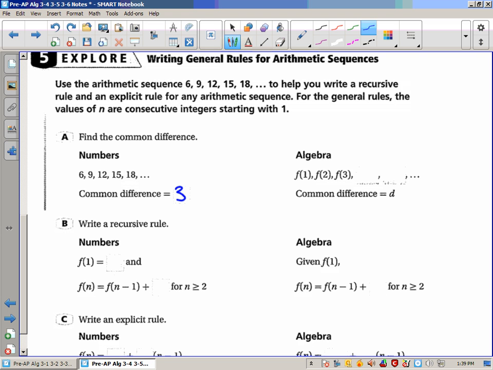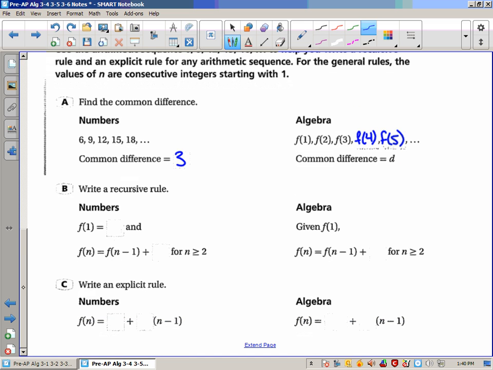So each term in the sequence, we can write as f of whatever position number it has. So f of 4 is the 4th term in the sequence. And again, the common difference is 3.